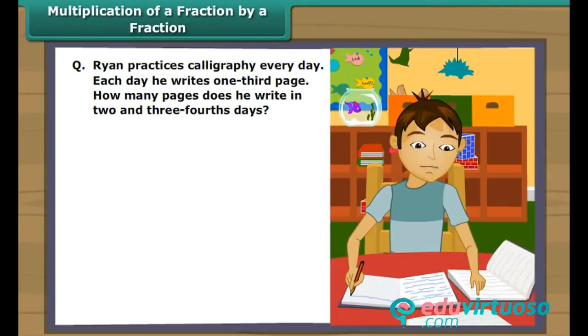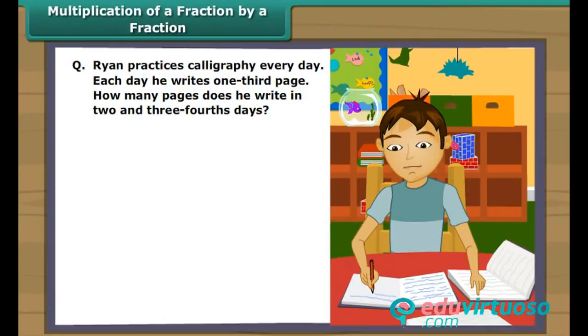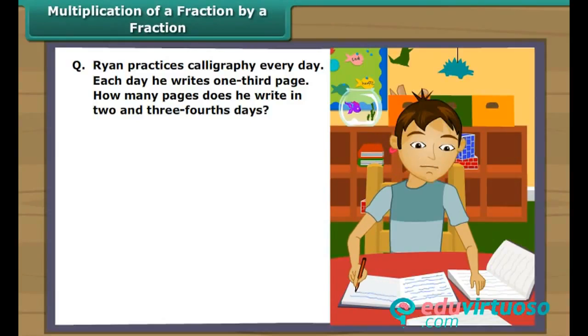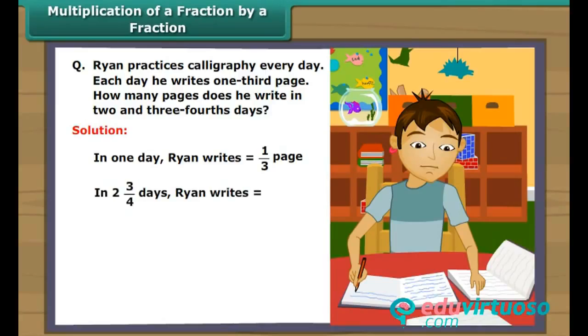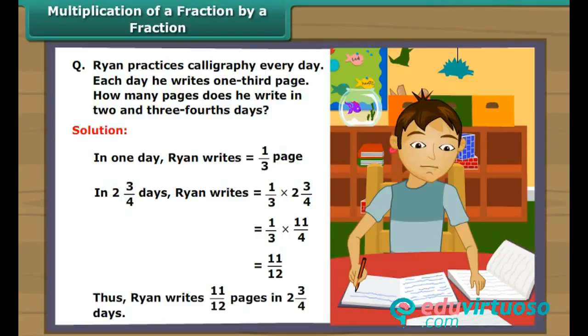Ryan practices calligraphy every day. Each day he writes 1/3 page. How many pages does he write in 2 3/4 days? The part of page written by Ryan in 1 day is equal to 1/3. So the part of page written by Ryan in 2 3/4 days is equal to 1/3 multiplied by 2 3/4. This is equal to 1/3 multiplied by 11/4, which is 11/12. Thus Ryan writes 11/12 pages in 2 3/4 days.